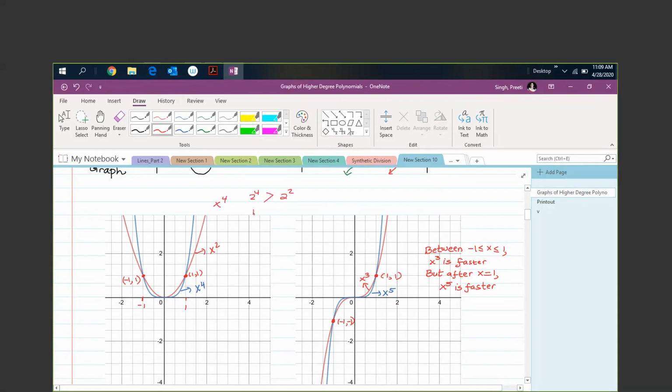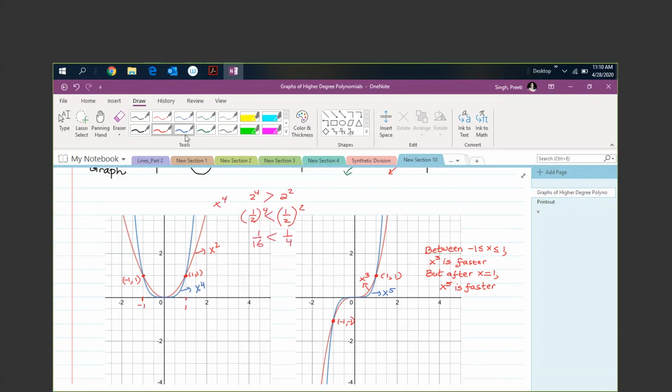If you look at 1/2 to the 4th, I'm taking a point in between -1 and 1, and that's my 1/2. Now, if I take the fourth power of 1/2 versus the square power of 1/2, the square side is more. Half squared is 1/4, and half to the 4th is 1/16.